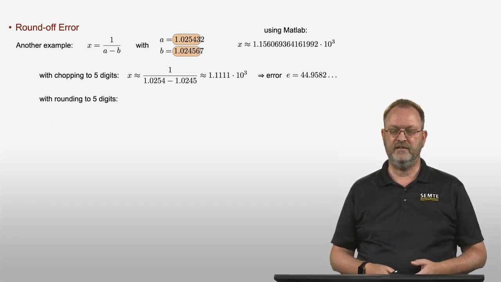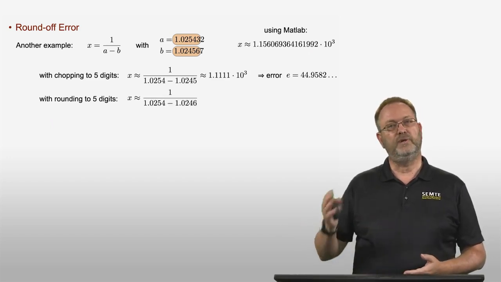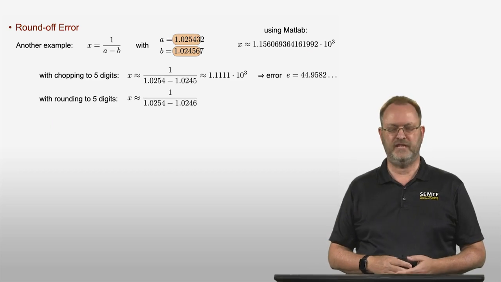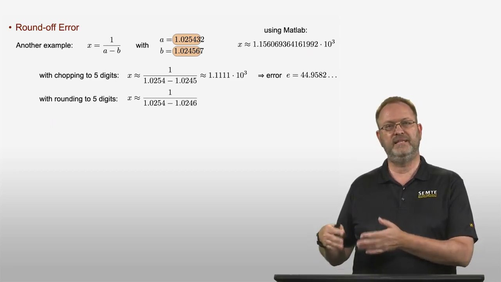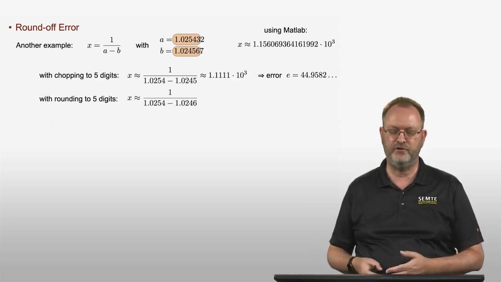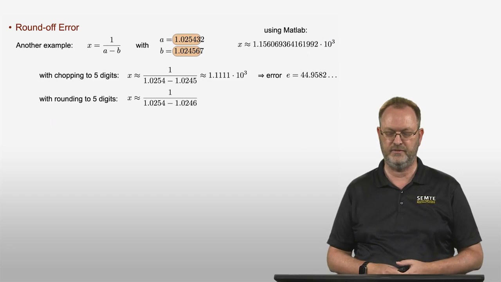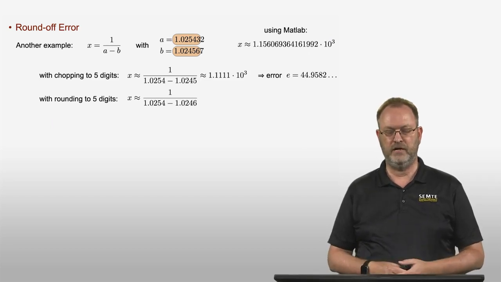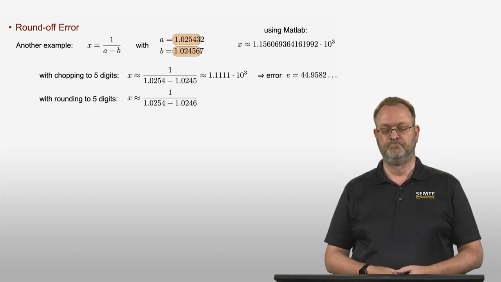So in this case, for the number A, the 6th digit is a 3, so we keep the 5th digit as a 4. But for the number B, the 6th digit is a 6, so we will have to round up that last digit from 5 to 6. So the number B rounded to 5 digits is 1.0246.